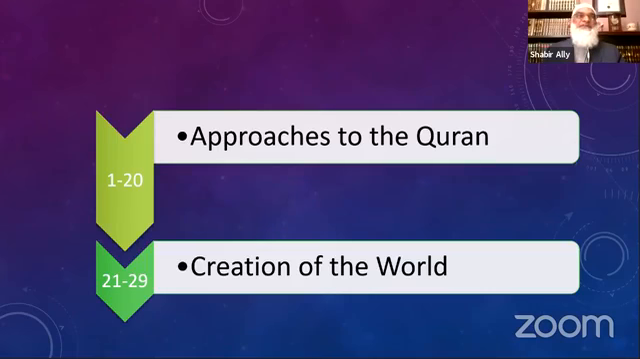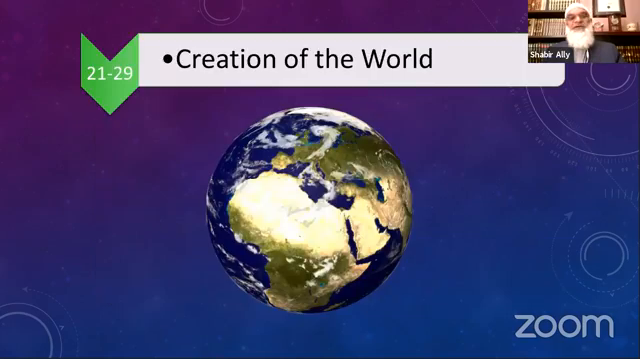Verses 1 to 20 of this chapter dealt with approaches to the Quran, as we summarized it in our own way last week. And now, today, we're dealing with verses 21 to 29, dealing with the creation of the world. And just to put that in perspective again, that is our focus for tonight. It's the verses 21 to 29 of Surah Al-Baqarah that deal with the creation of the world.